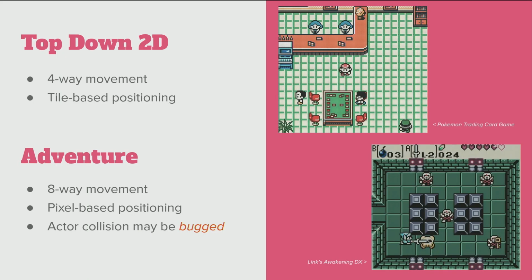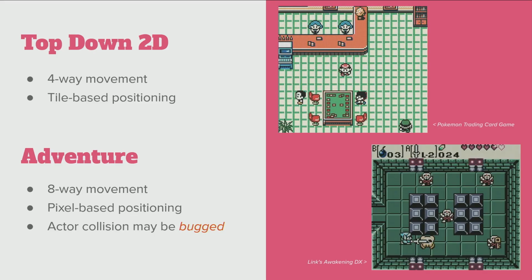So now we're going to talk about scene types. I alluded to these a couple of times. Top-down 2D is a Pokemon-esque style game, right? You have four-way movement, up, down, left, right, and it's tile-based positioning. So you're judging people by which tile they are on in the scene, not what pixel they are on. The adventure one is closer to Legend of Zelda. You have 8-way directional movement, so you could walk on diagonals.